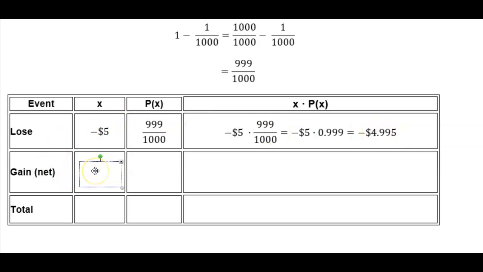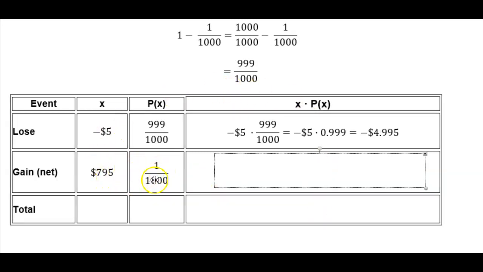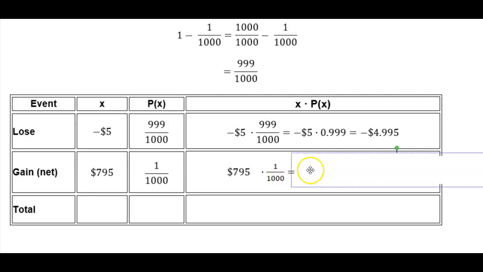Now, what is the net gain? Well, we saw that the net gain was $795. And we want to find what is the probability of winning. Well, the probability of winning was 1 over 1,000. So now we're going to take the value of x and multiply by its probability. So we know that 795 times 1 over 1,000 is going to give us the following. Well, we got 795, and 1 over 1,000, the same thing as a decimal, is 0.001. Multiply that by 795, and then we get 0.795.